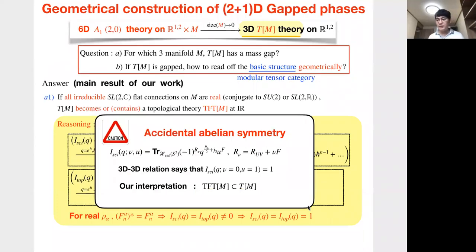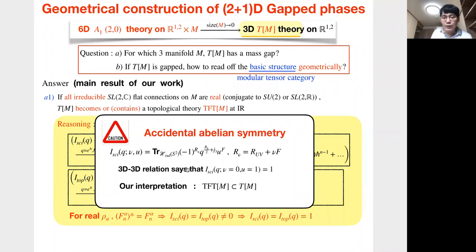But this reasoning has a loophole when the theory has some accidental abelian symmetry. If there is an accidental abelian symmetry, then the Schur index depends on an additional parameter called mu. So mu is an additional fugacity variable for this additional symmetry, and mu is the parameter parameterizing the R-symmetry mixing between the UV R-symmetry and some enhanced additional R-symmetry. And the correct choice of mu should be determined by so-called F-maximization.